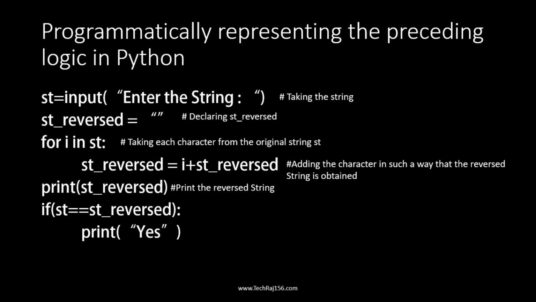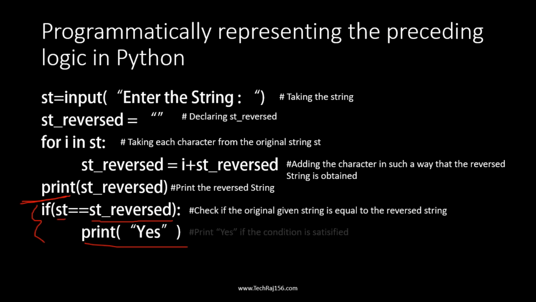Well, programmatically representing that preceding logic in Python. So until here we discussed, right, printing the st underscore reversed. So this is the extra part that we have added, and as you could see, I declared a conditional statement. I said if st, which is the original string inputted from the user, is equal to the reversed string, then we are simply printing yes. So that is some extra thing that we included to make the second task done. Alright, so now it's time to visualize how this final code is going to work. Okay, so let's go.